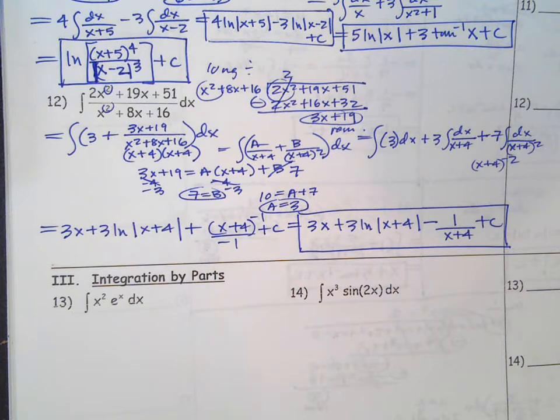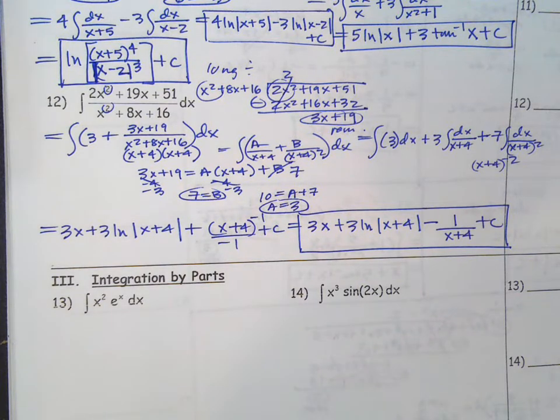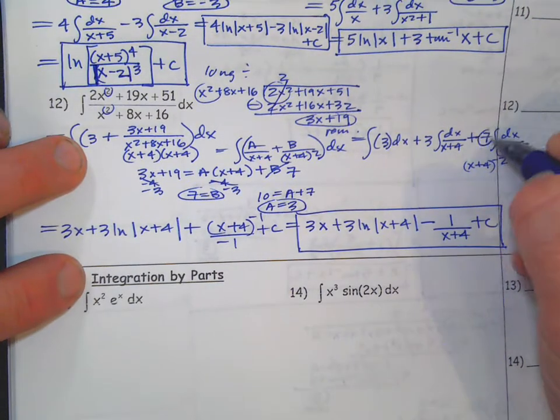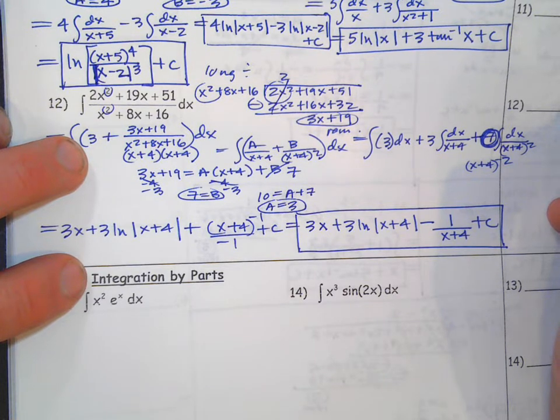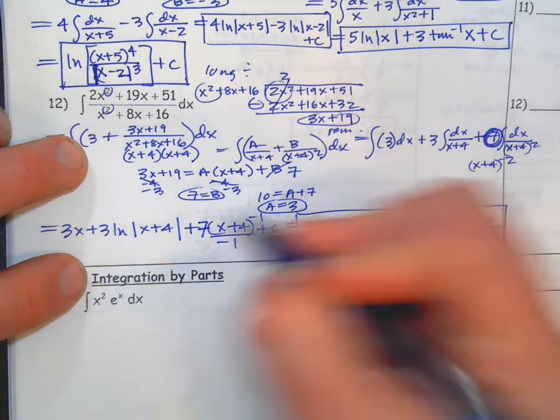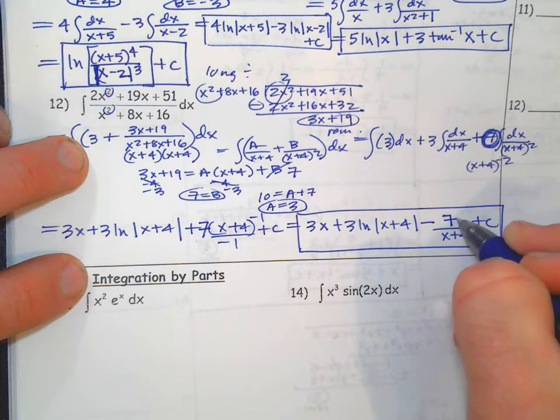That was kind of crazy. Now in my answer, I'm checking right now, it says 7. Did I mess something up? Oh, there was a 7 just hanging out here, right? Yeah. So this should be 7. Okay, there we go.